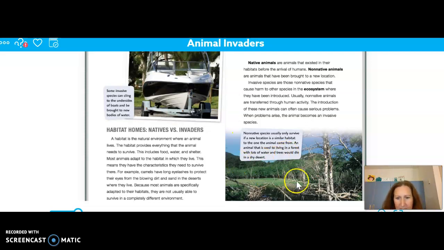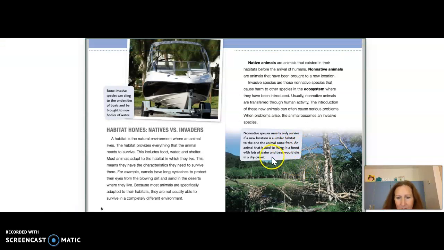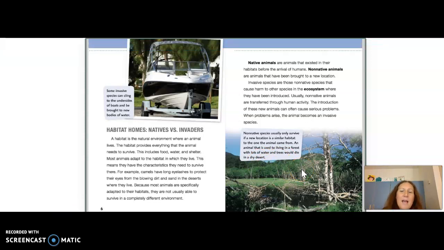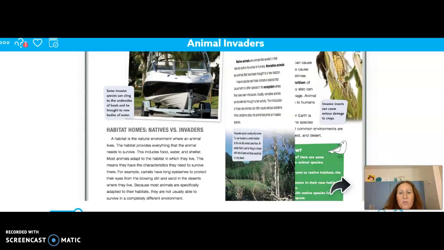Okay, at the bottom here, non-native species usually only survive if a new location is a similar habitat to the one the animal came from. An animal that is used to living in a forest with lots of water and trees would die in a dry desert. So that means to me that if the habitat isn't perfect, if the environment isn't right for that species, the species will not thrive. It will not live. It will not survive. But if it is right, like the kudzu and the lionfish and the pythons, then we may have a big problem.